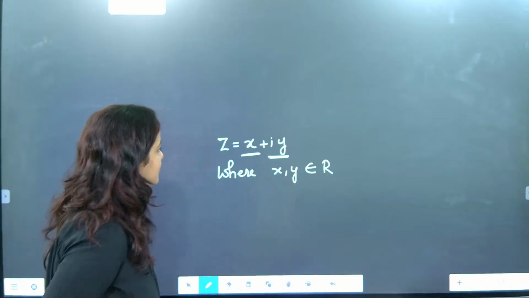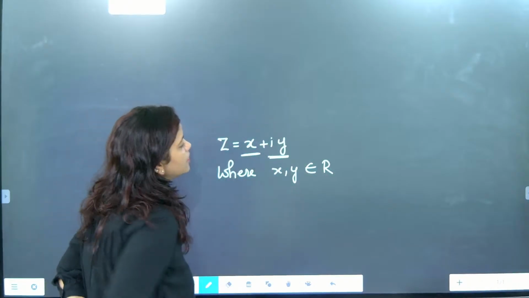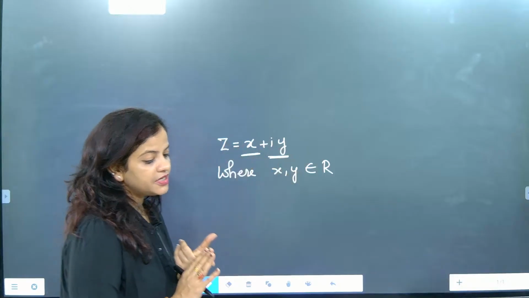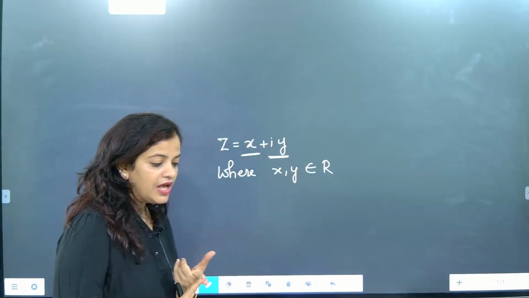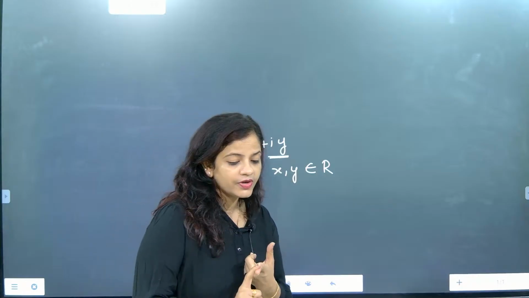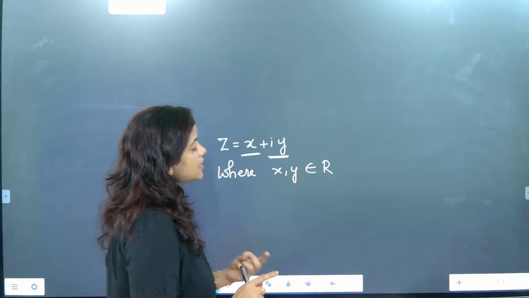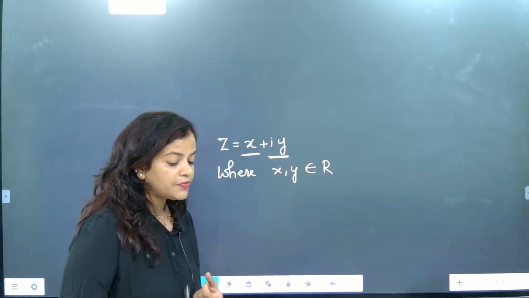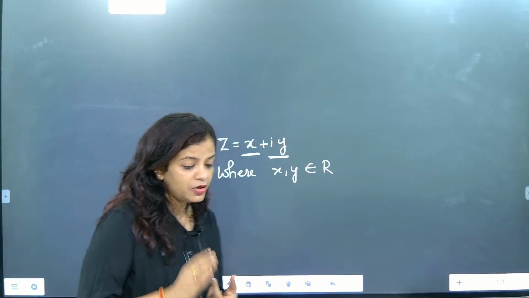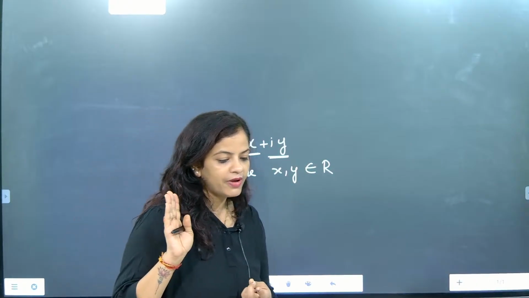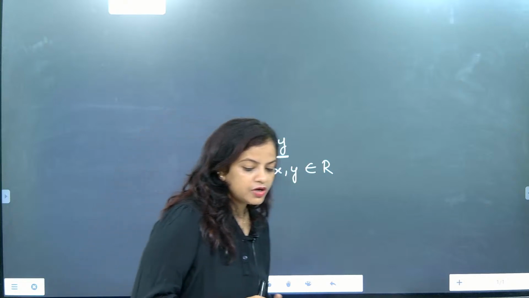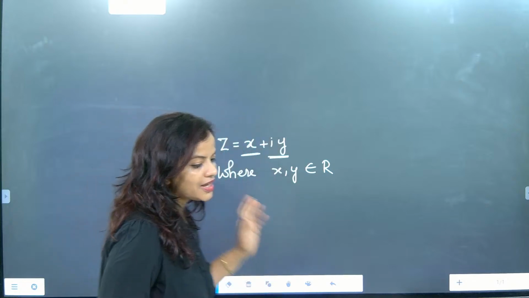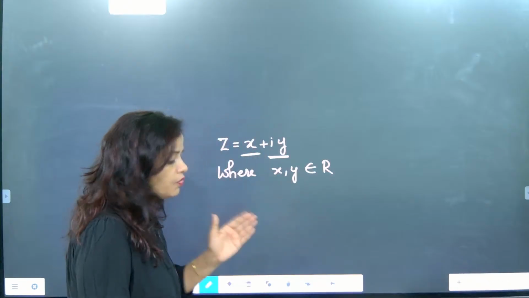Now look here, beta. So z is equal to x plus iy. Z is always used to represent a complex number. Yesterday we did one question. In that question, it was written that all real numbers are a subset of complex numbers. That was a very big question, and it was exactly asked how real numbers are a subset of complex numbers.